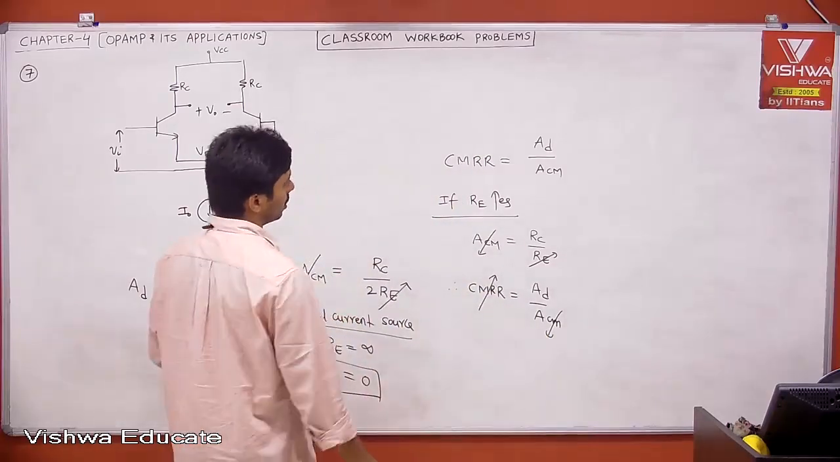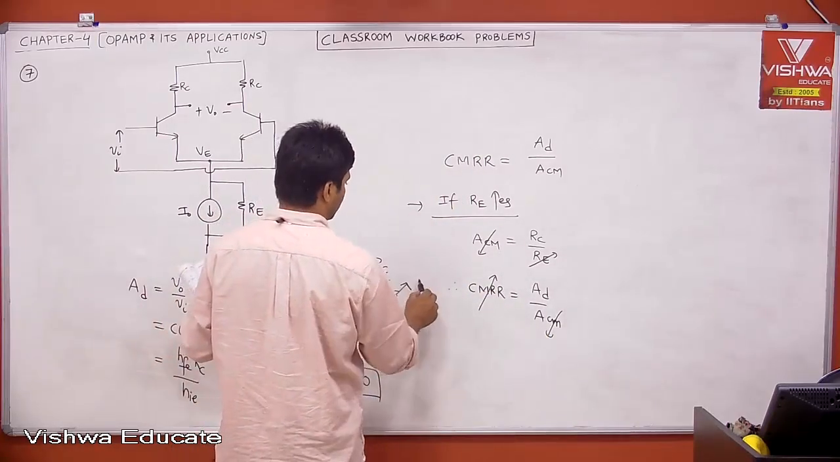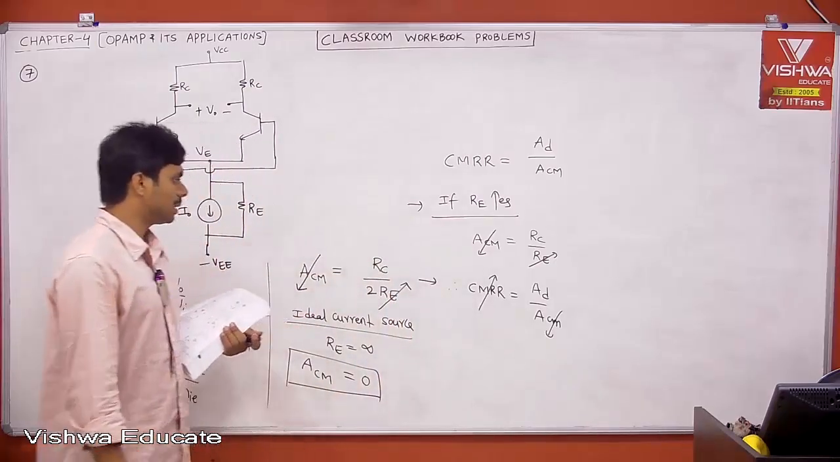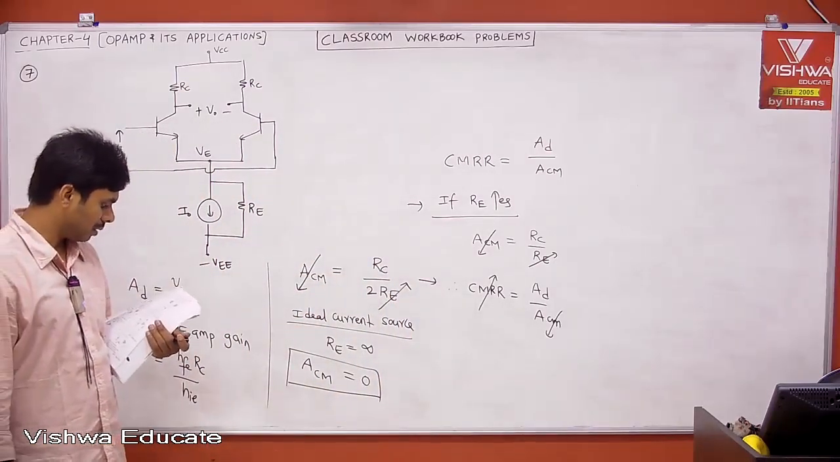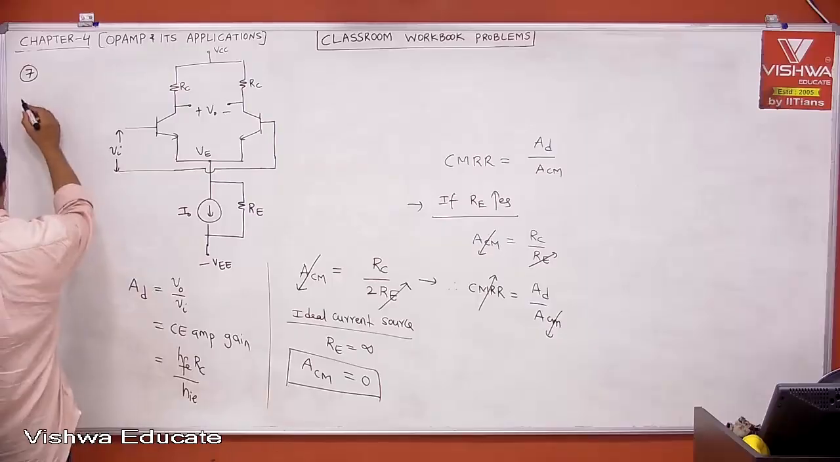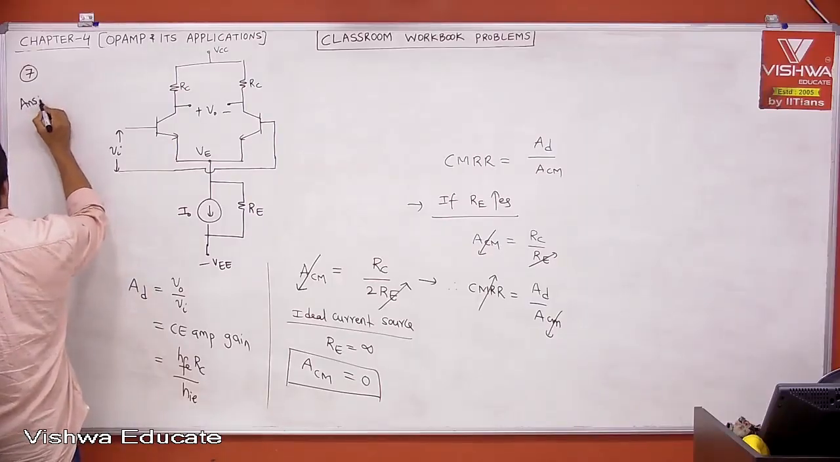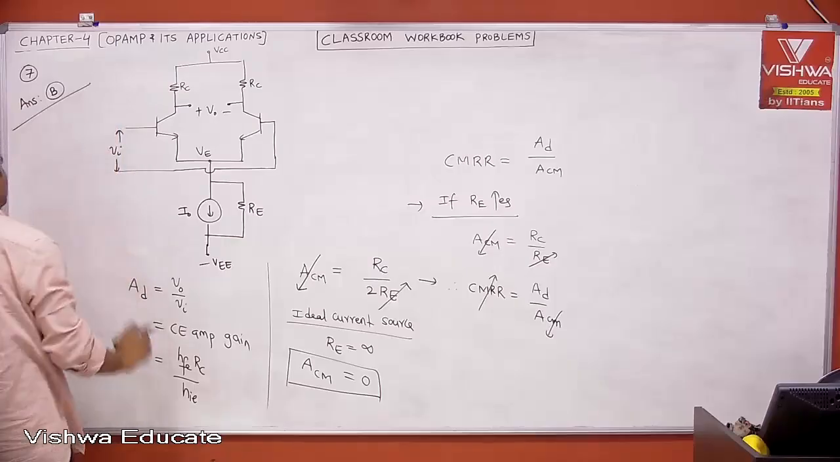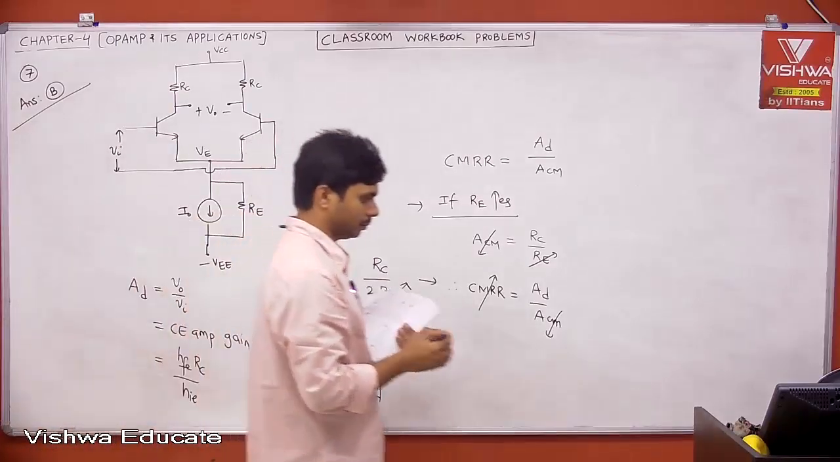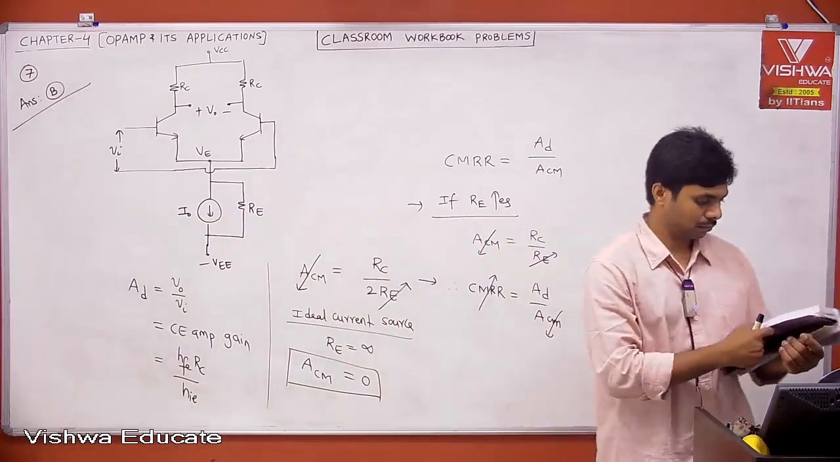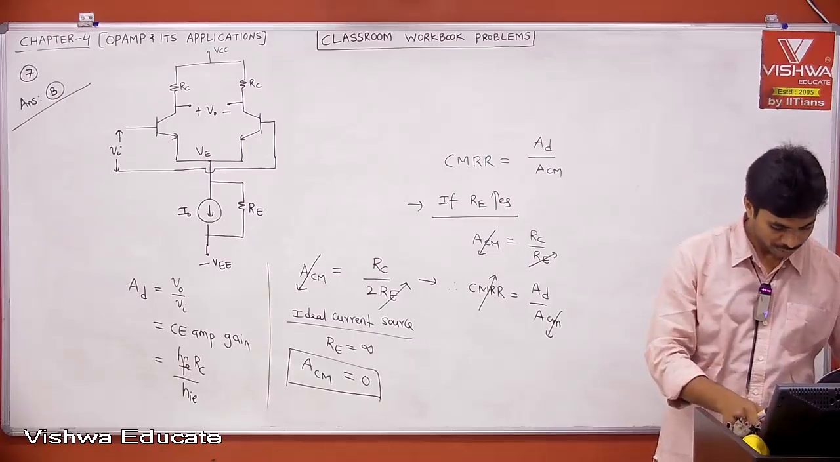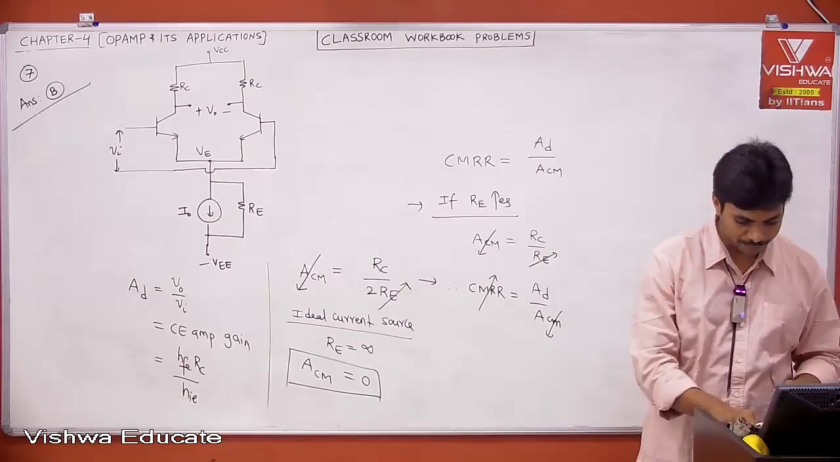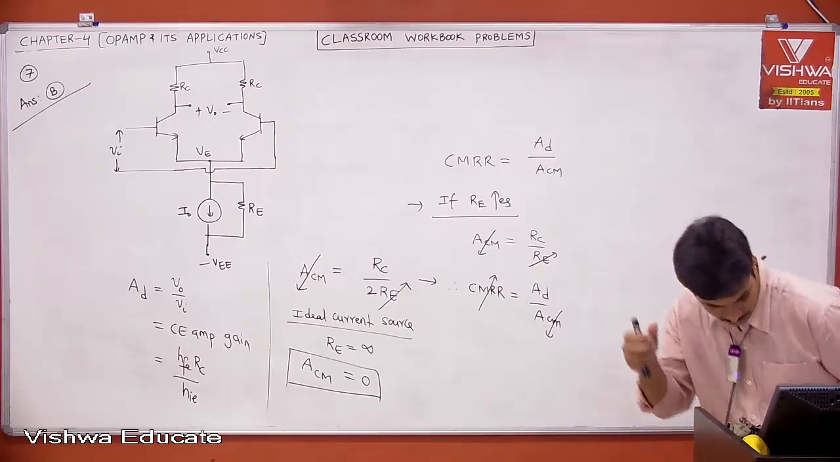Therefore, what is the answer? The answer is: CMRR will increase. Therefore, the answer is B. This is GATE 2014, okay, for 2 marks.